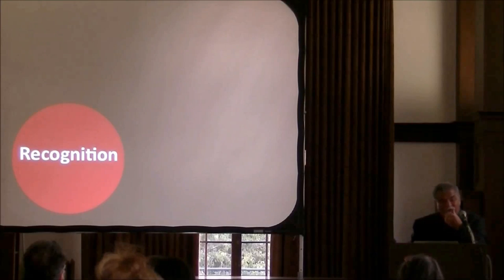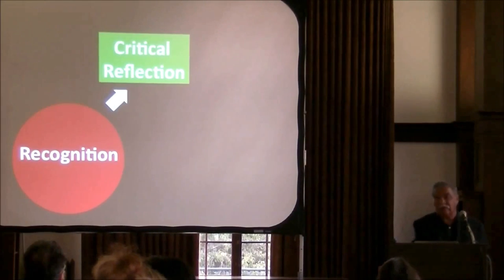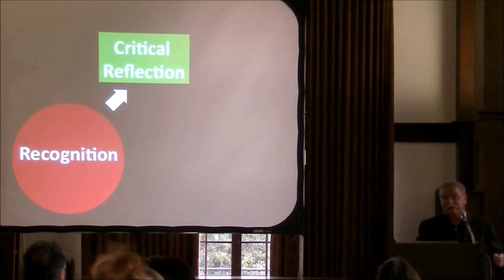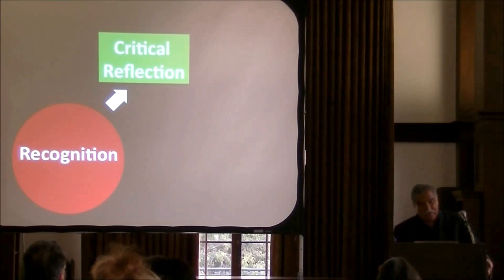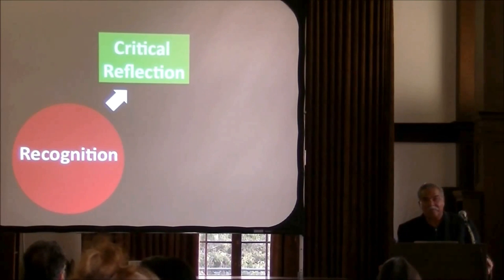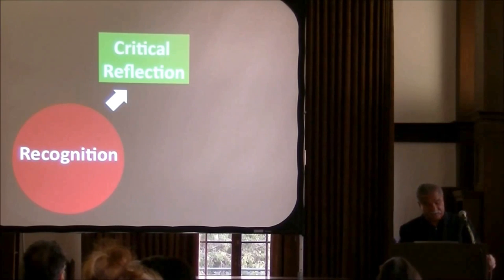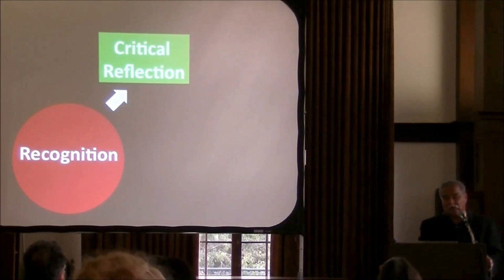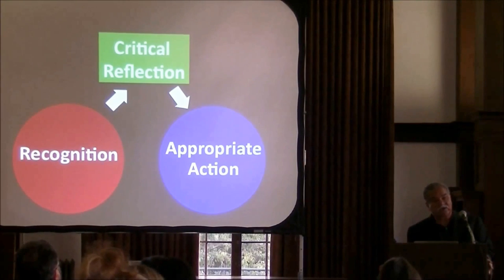So I would add that there's this piece. I'm a Freudian, so Freddy helps me interject here. There has to be this critical reflection before you act. And we've got to talk about what that means, critical reflection, in this context. But I would argue that we need that critical reflection before we move to appropriate action that Chet was asking us to engage in. And so, again, what can we do?